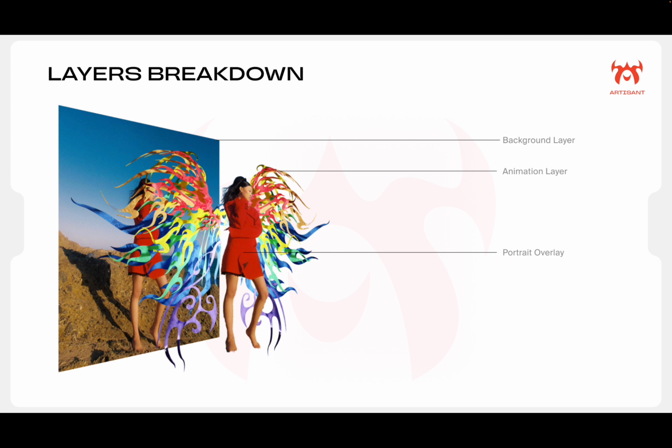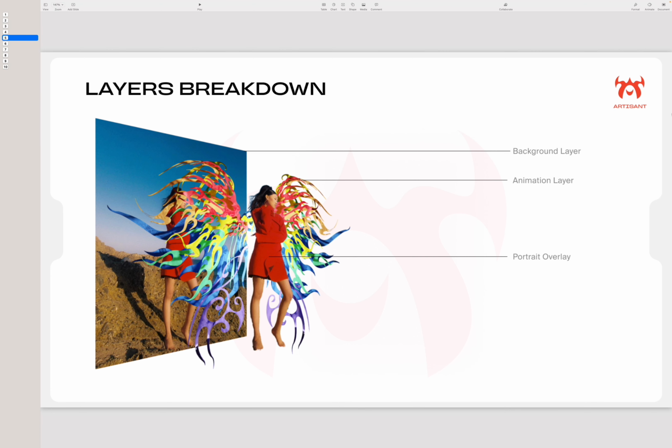You have the background, and you have a layer with your model or your person in the photo, and in the middle it's like a sandwich, right? You can put your digital fashion behind your person. So you have a background layer, animation layer, and a portrait overlay.